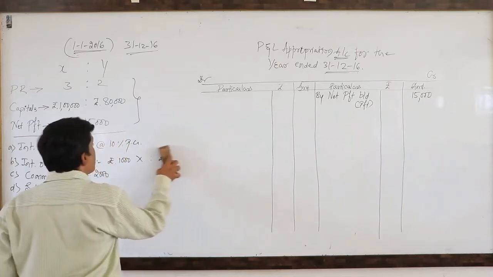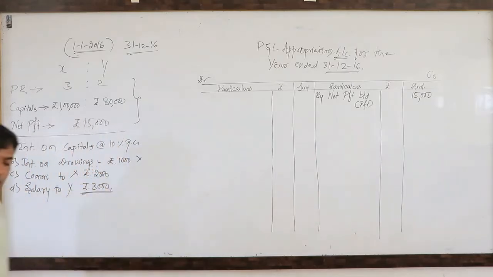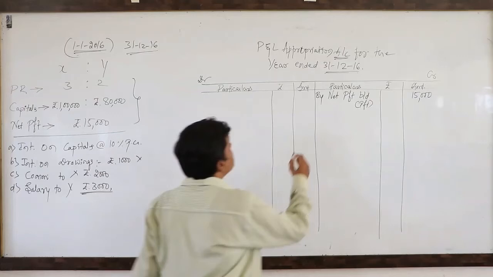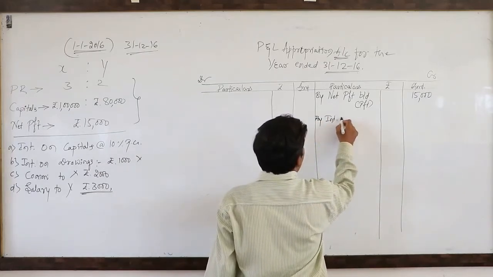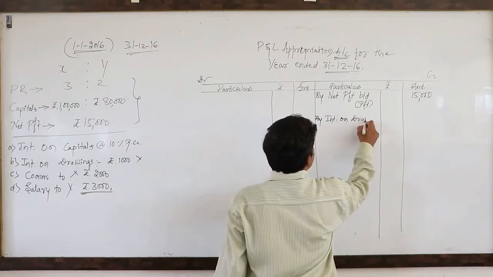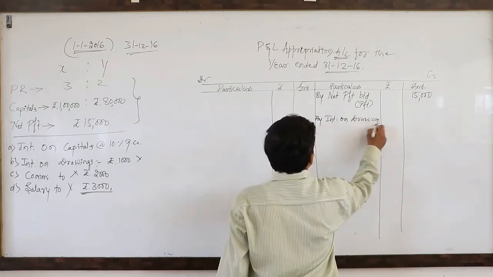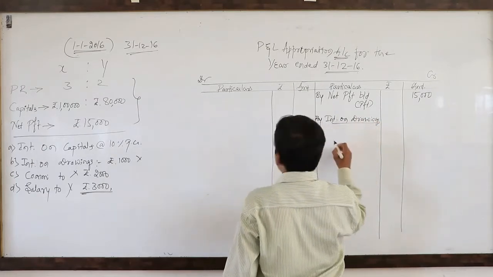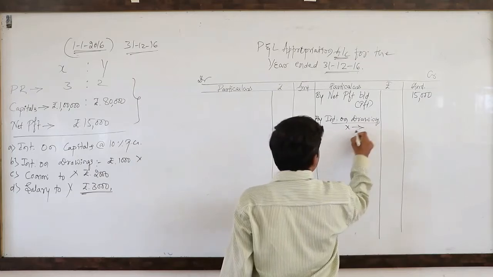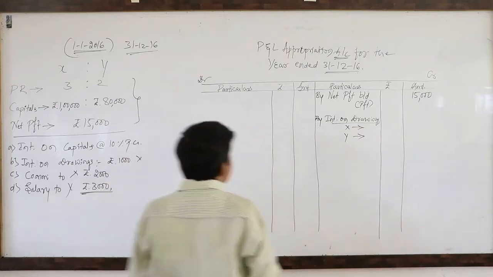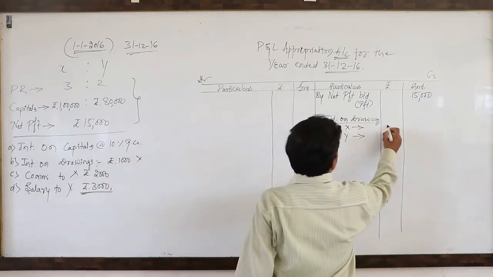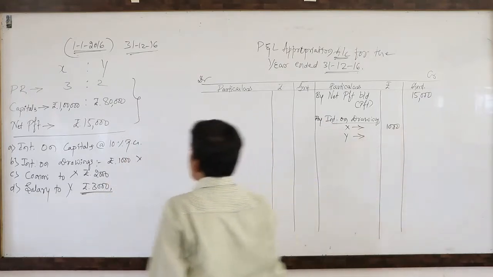So by interest on drawings. There are two partners, namely X and Y. X's interest on drawings is rupees 1,000.